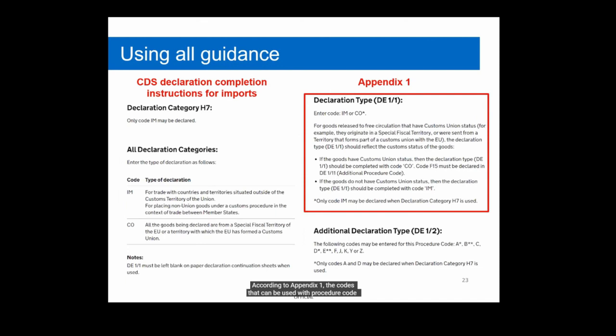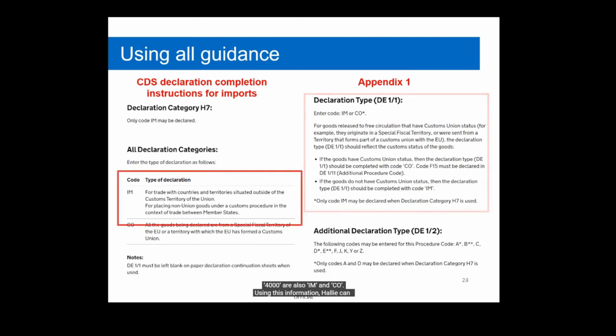According to Appendix 1, the codes that can be used with Procedure Code 4000 are also IM and CO. Using this information, Hallie can decide the correct declaration type to enter into data element 1.1 for declaration category H1. As she's trading with the USA, Hallie selects the declaration type IM.